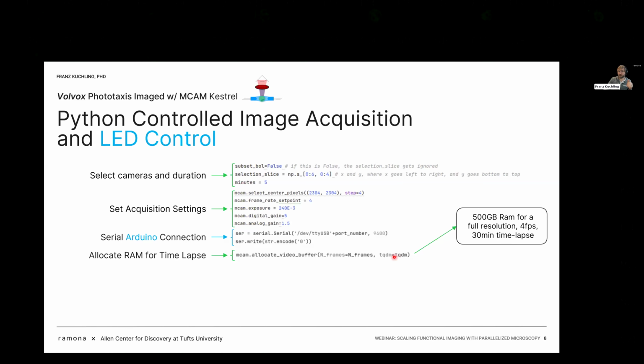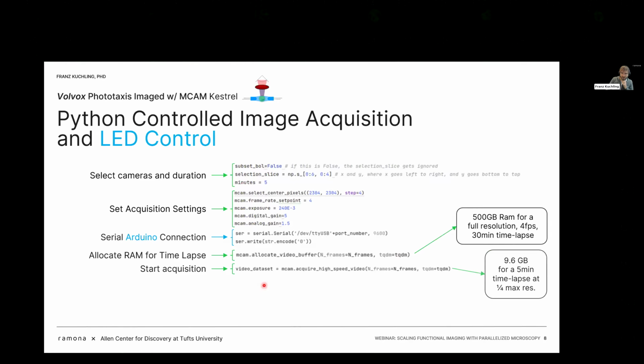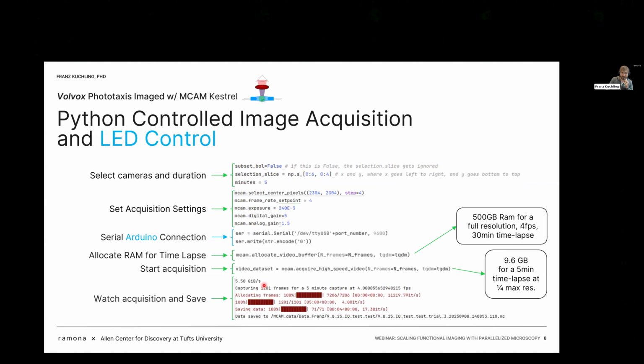So basically, if you don't have that RAM, it will tell you beforehand and not stop halfway through, which would be awful. So this is very nice and robust. Yeah, and then you start the acquisition. For a 5-minute video at essentially a quarter of max resolution, which is still pretty high, you get about 9.6 gigabytes of data, which I don't think is that terrible. It's manageable. And then you just start the acquisition and watch it go.